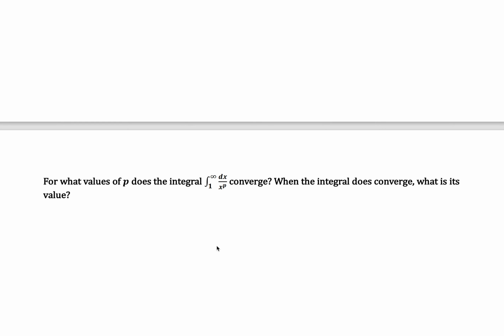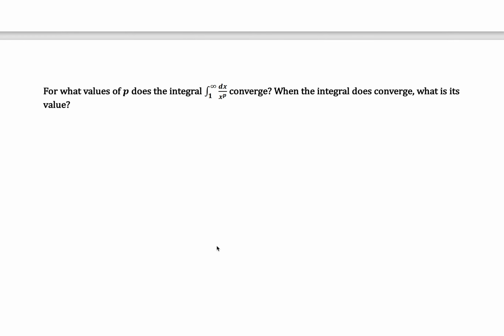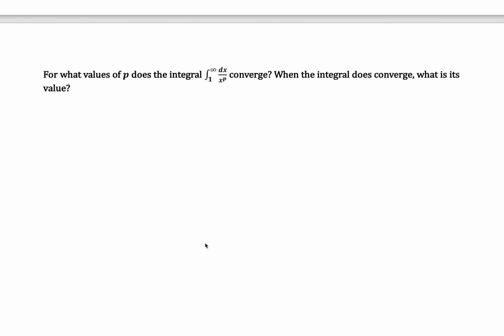The first one, we're going to look at a very commonly used family. We've got basically 1 over x to the p power. It says, for what values of p does the integral from 1 to infinity of dx over x to the p converge? When the integral does converge, what is its value? So this is going to take just a few minutes to go through.